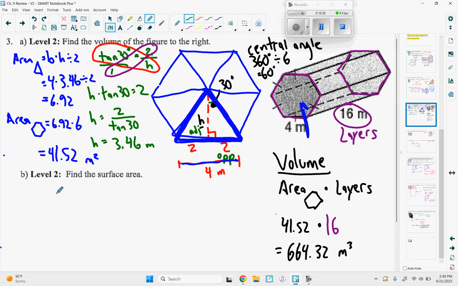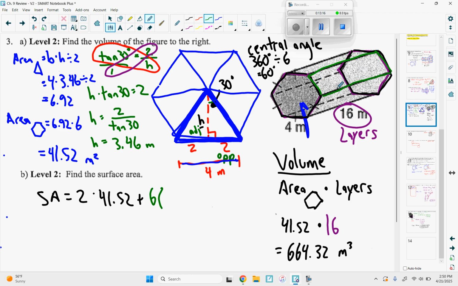All right, now the surface area. For surface area, that is all of the faces that make up the outside of my shape. There are 2 of these regular hexagons here that we already found the area of. So 2 times 41.52. And then there are 6 of these rectangles that go all the way around my hexagonal prism. So I'm going to take 6 times whatever the area of this rectangle is.